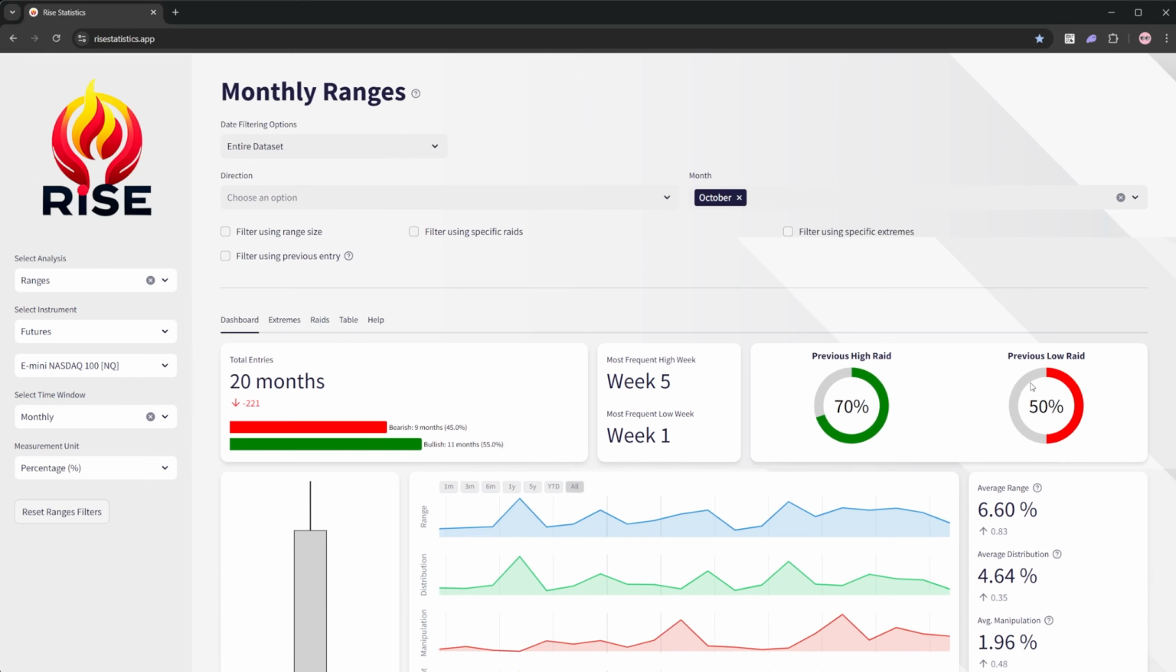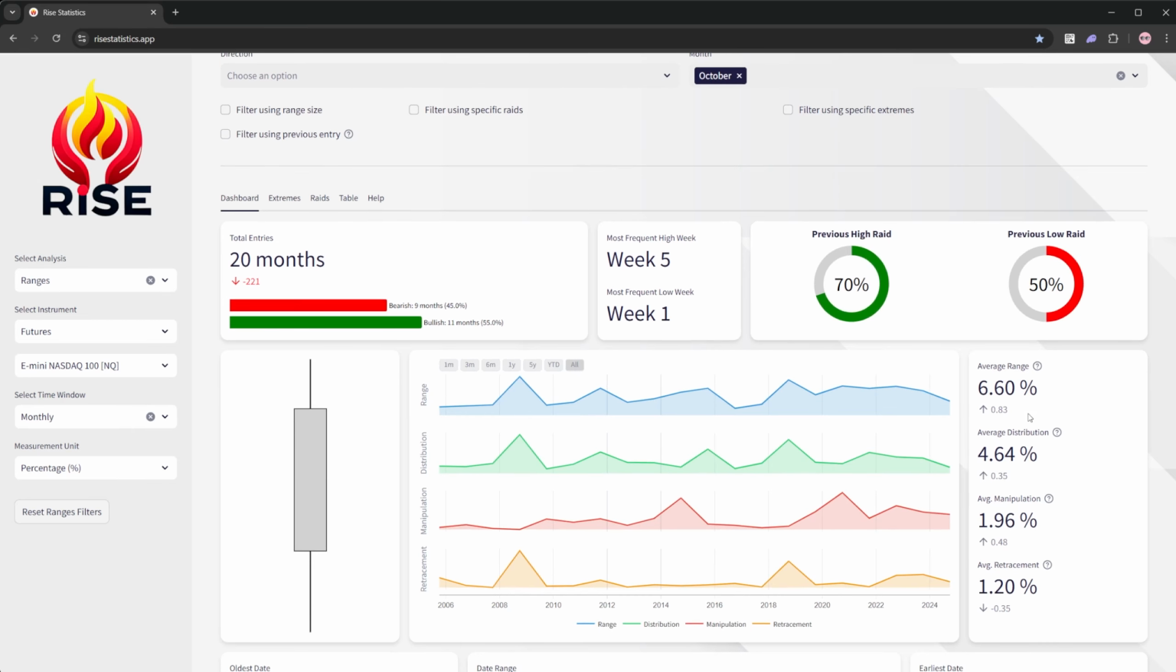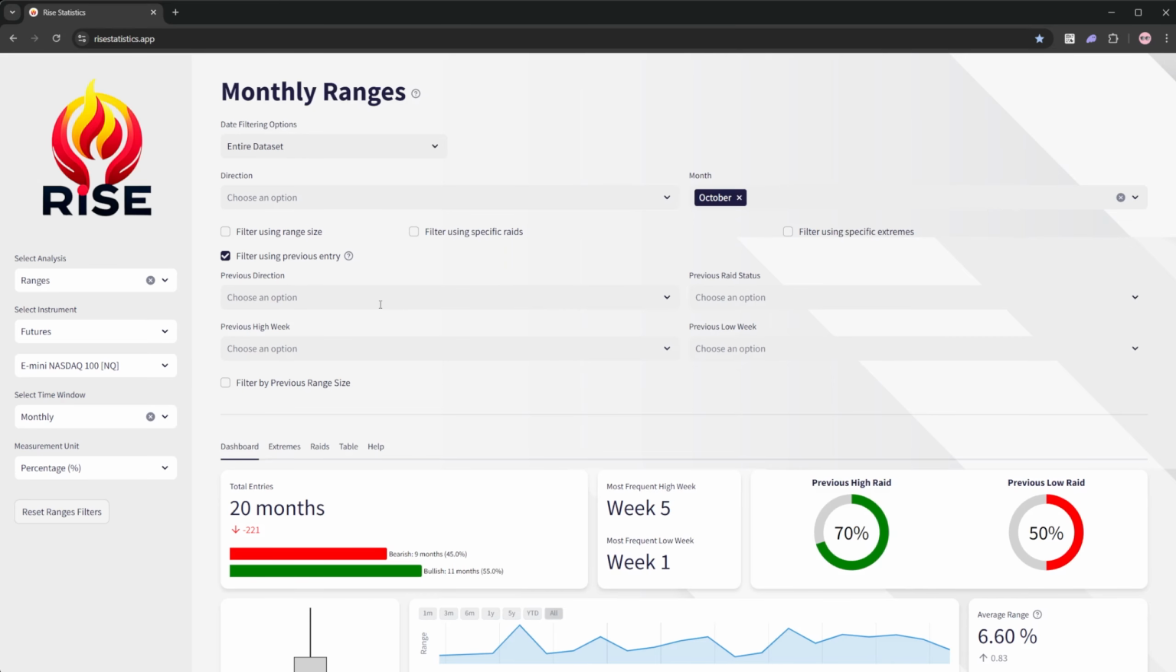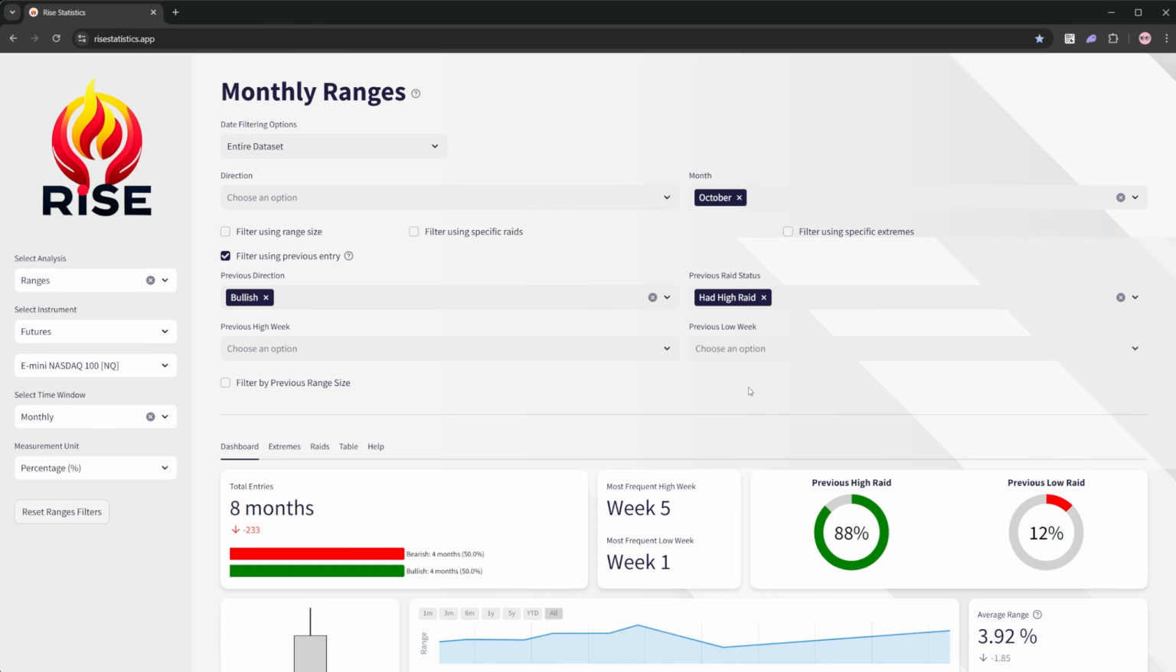off average range levels, which in this case, actually, I think I was looking at September early on, but 6.6% total range and 4.6% distribution. And also filter using the previous entry, previous month being bullish, right? And previous rate status, which had a high rate. You know, we can go into more detail and actually profile the high week and the low week, but I don't like doing that on monthly ranges.